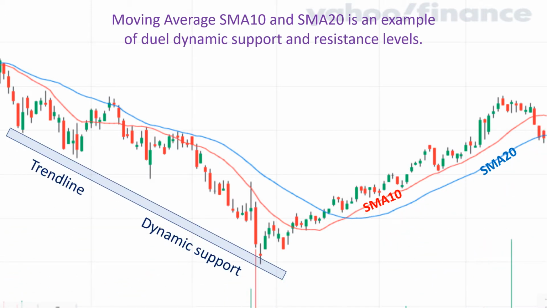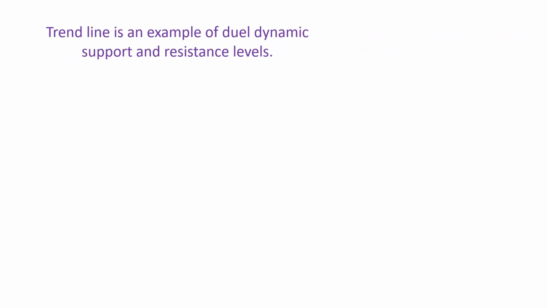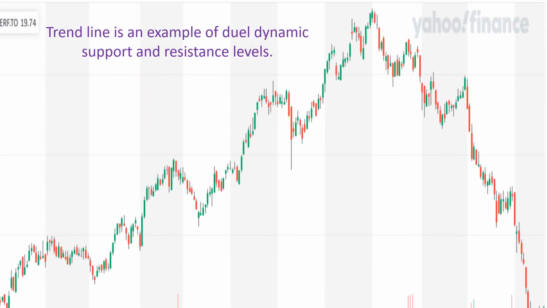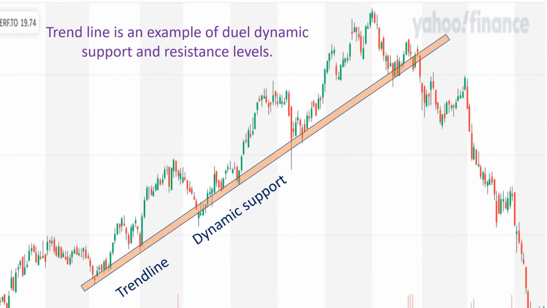Here we see a trend line where the price is above the trend line, and this trend line is considered as dynamic support. This is another example of dual dynamic support and resistance levels. This is a price trend and this is a trend line, which is considered as dynamic support since the price is above the trend line with almost 6 touches, which is considered as a strong level.